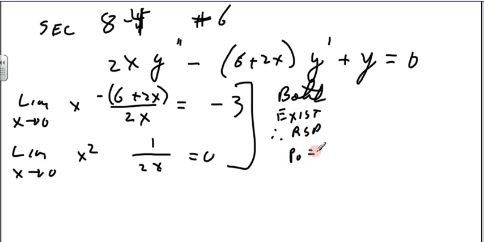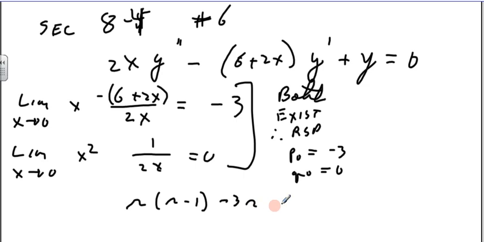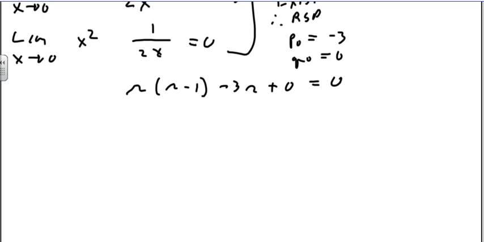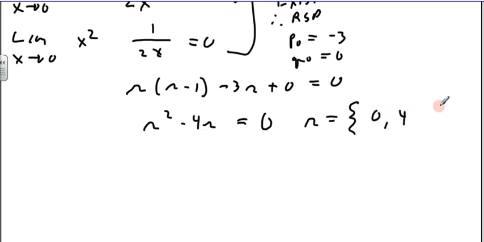My p0 is minus 3. My q0 is 0. I look at r times r minus 1, minus 3r plus 0 is equal to 0. And I end up with r squared minus 4r is equal to 0. The r's are going to be 0 and 4. All right, so that's pretty good. Well, now I'll solve the problem.